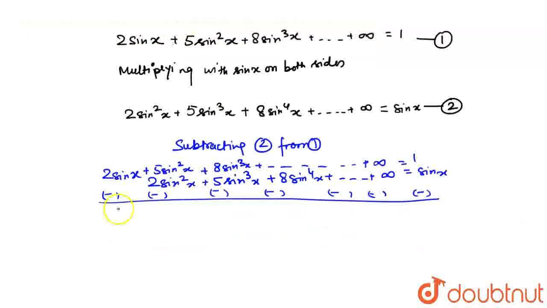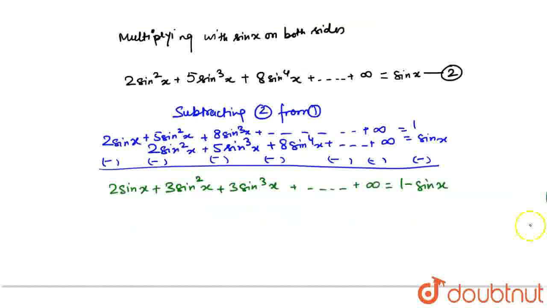So this would become 2 sin x, and this would be plus 3 sin square x plus 3 sin cube x and so on up to infinity is equal to 1 minus sin x. Correct? So my equation is now 2 sin x plus 3 sin square x plus 3 sin cube x so on up to infinity is equal to 1 minus sin x.